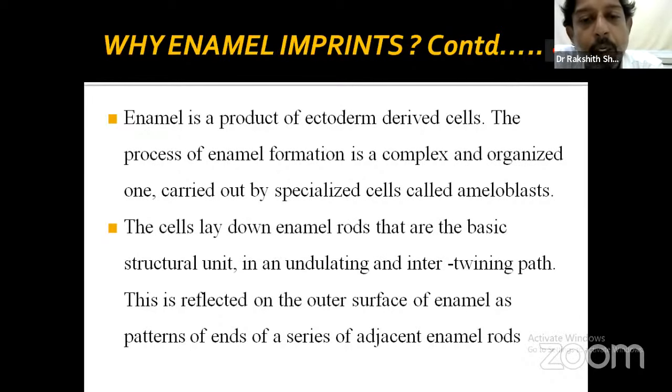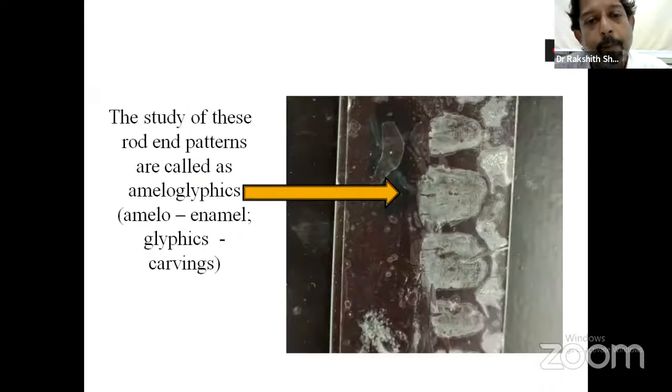The cells lay down enamel rods, the basic structural unit, in an undulating and intertwining pathway. This is reflected on the outer surface of enamel as a pattern of ends of a series of adjacent enamel rods. I'm very sure all of those who have done histology will understand. Because of this complex enamel structure, it is easy for us to identify the enamel imprint. So like fingerprints, Ameloglyphics is a toothprint.